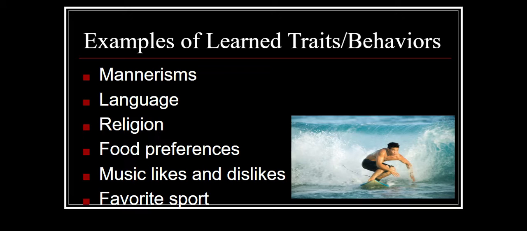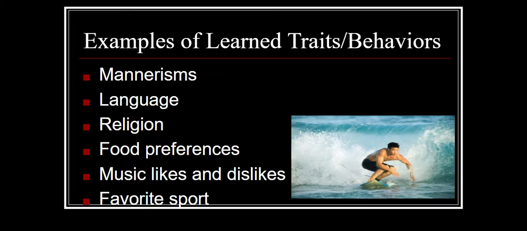Language is also another learned trait, an acquired trait. You're not born knowing how to speak Spanish or English. Your family taught it to you. Religion is another acquired trait. It is something about you. It's a characteristic of who you are, but it wasn't something that you inherited from a family member.